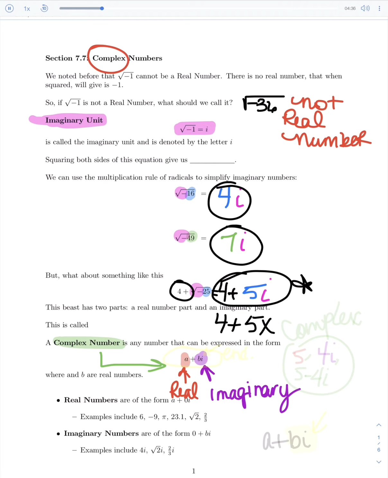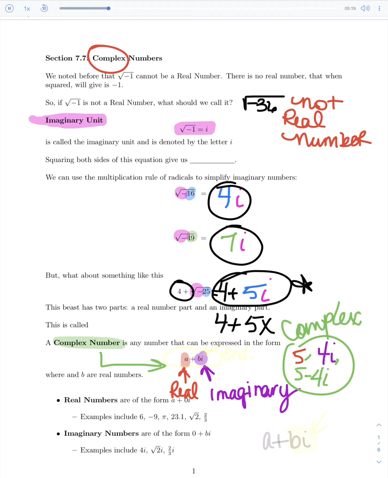So when I think of complex numbers, they don't just have to be the real and imaginary together. They could just be a regular real number. Or they could just be an imaginary number. Or it can be a combo. It can be both, a real part and an imaginary part together. Any one of those are all considered complex numbers.